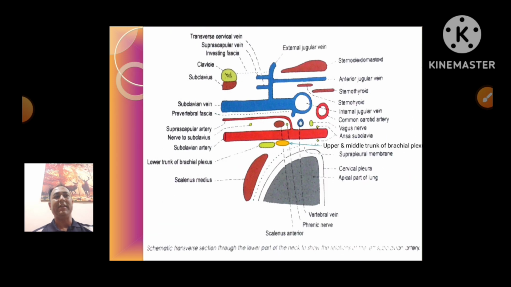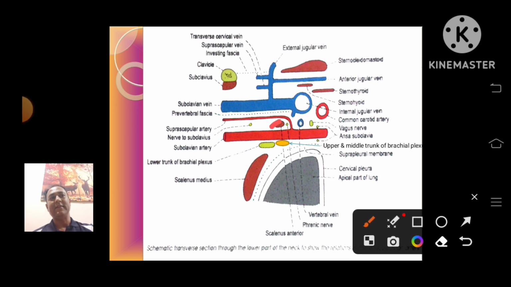So again we'll see over the diagram. Here you can see this is the scalenus anterior muscle, beside which you can see a phrenic nerve, then you can see a suprascapular artery, then subclavian vein. This is anterior jugular vein, posterior part of this sternocleidomastoid muscle, suprascapular vein, transverse cervical vein. Okay, so these are the structures situated anterior to the second part, and posterior to the second part again same, all three: suprapleural membrane, cervical pleura, and apical part of the lung. Same will come in the posterior part, same as first part.